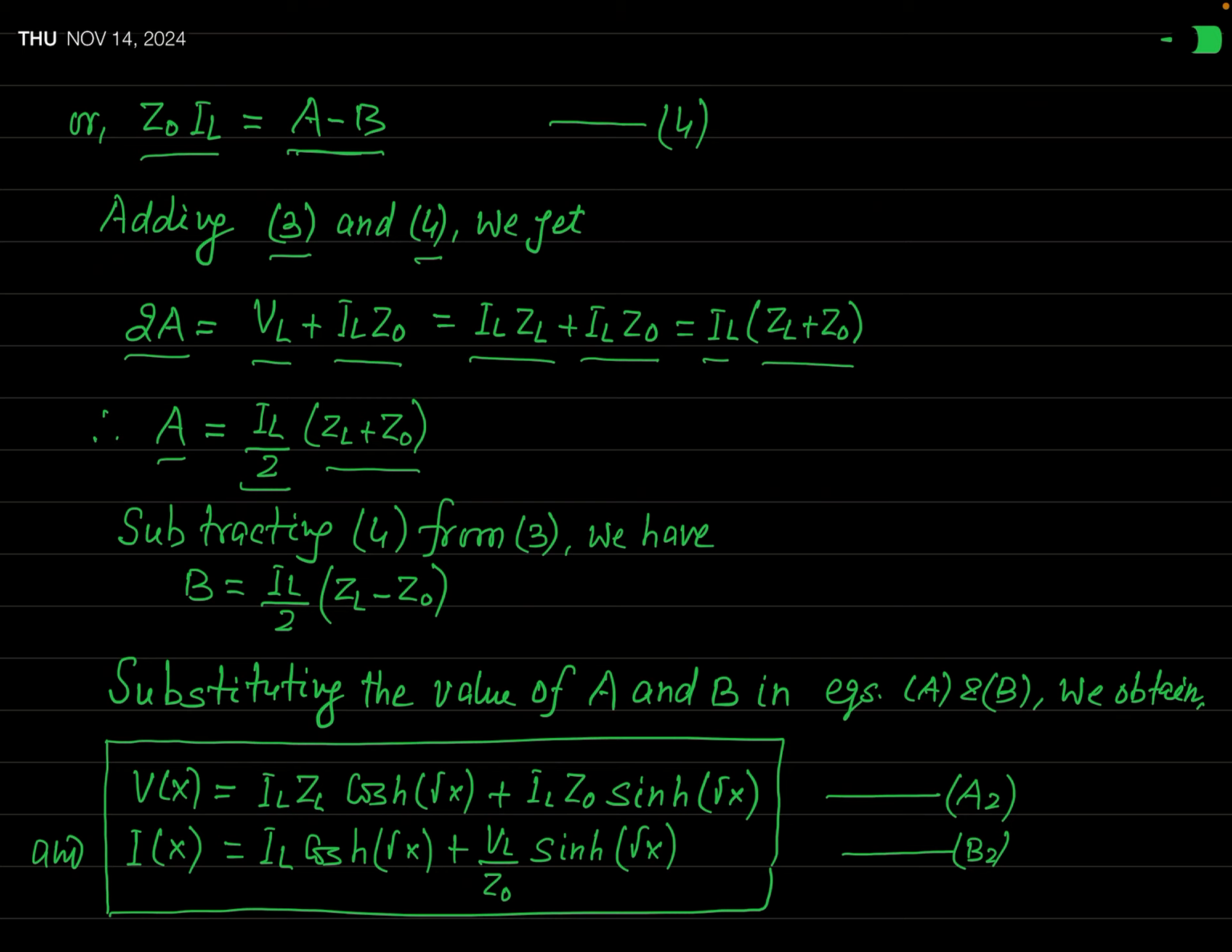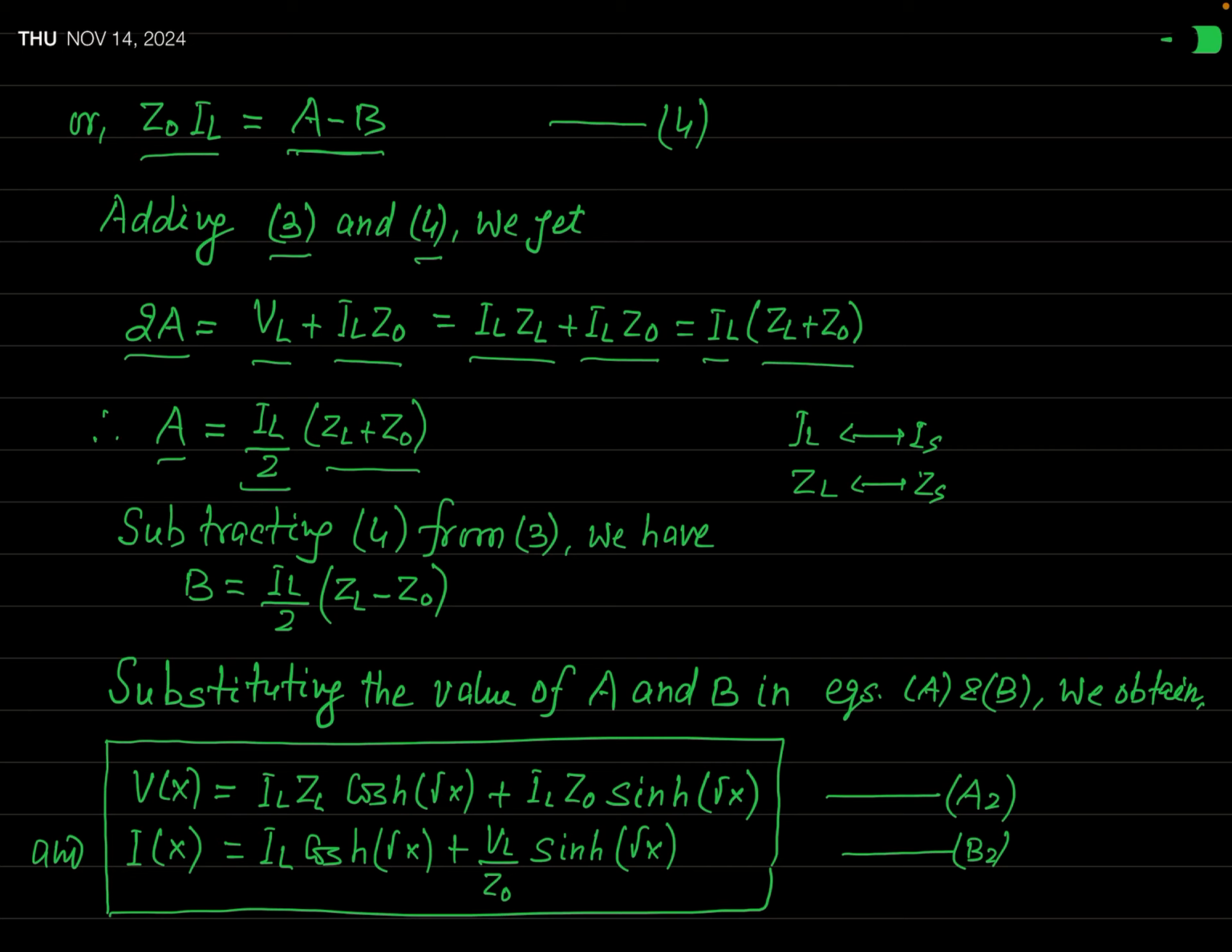So what are you actually seeing here? When we measured the distance from the sending end, in place of this IL there was Is, and in place of this ZL there was Zs, and Z0, which is the characteristic impedance, remains the same.